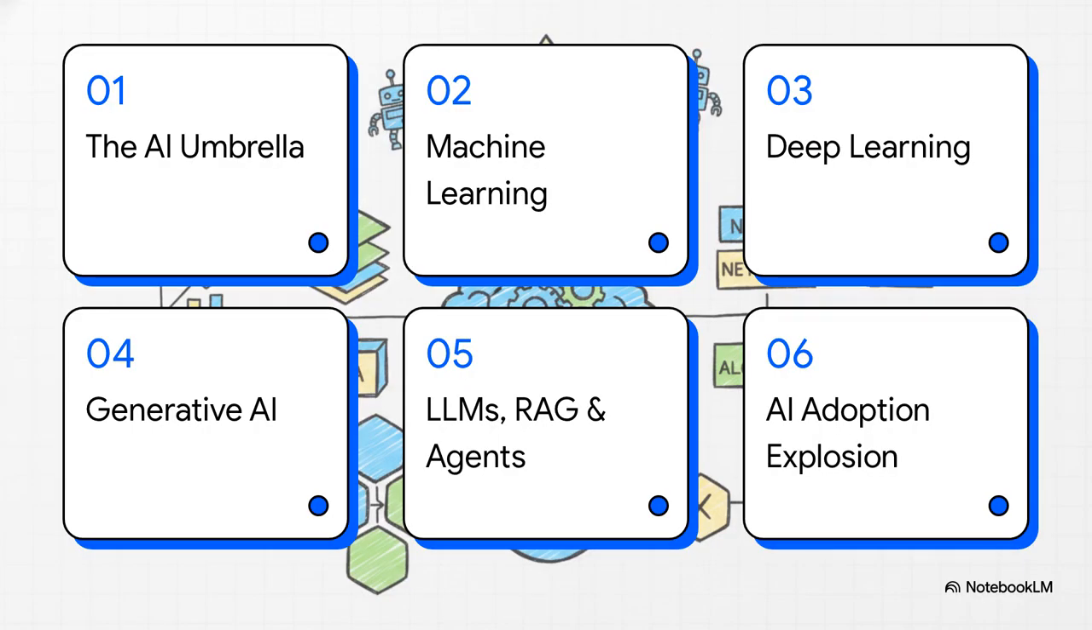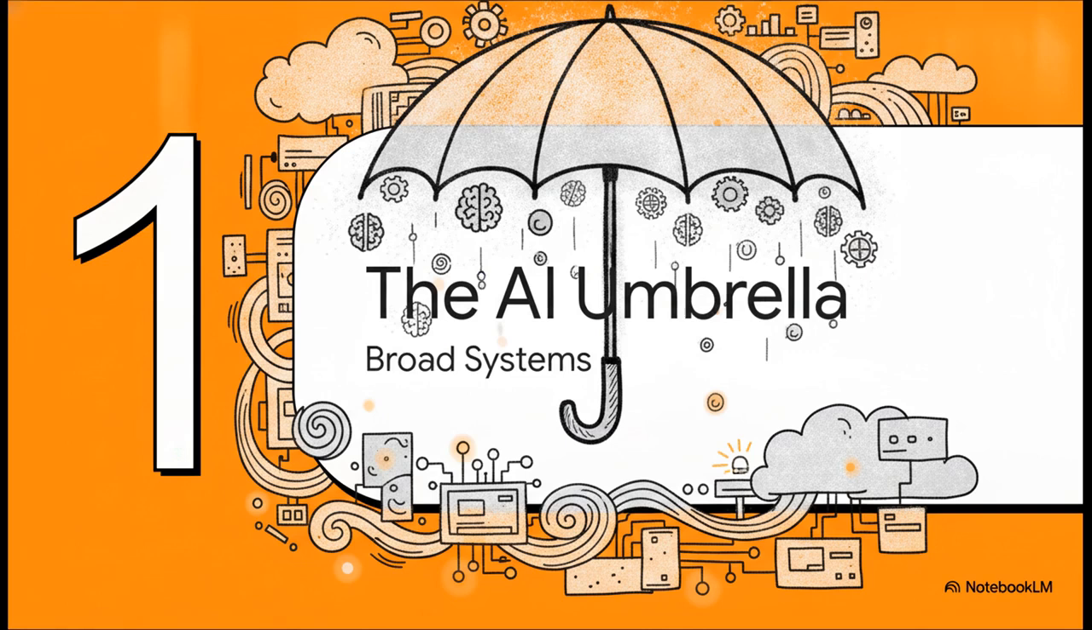Here's our roadmap for peeling back the layers. First, the artificial intelligence umbrella. Second, pattern recognition through machine learning. Third, deep learning neural networks. Fourth, how generative AI actually works. Fifth, LLMs, RAG, and agents. And finally, the AI adoption explosion. Let's start right at the top with Section 1, the artificial intelligence umbrella.